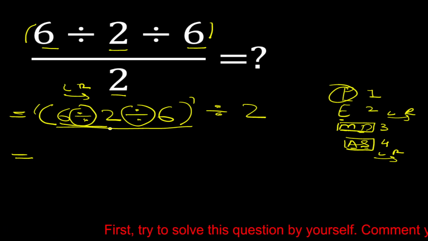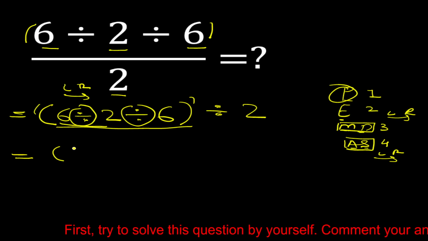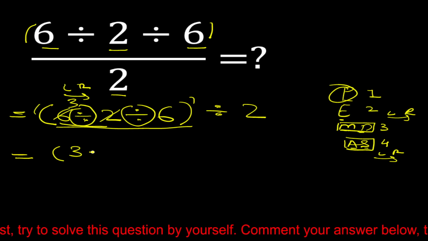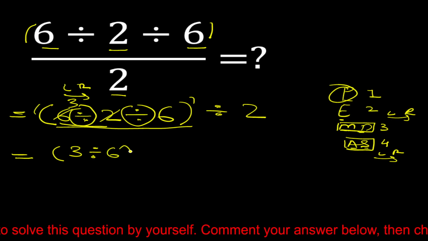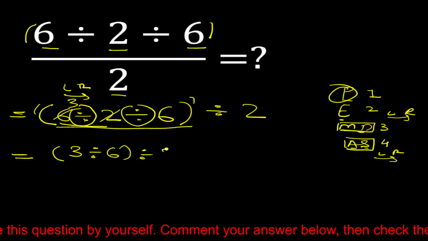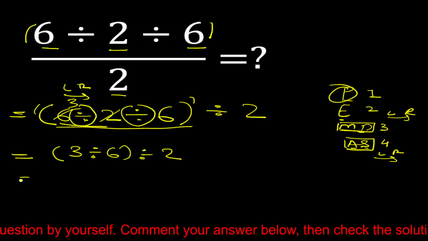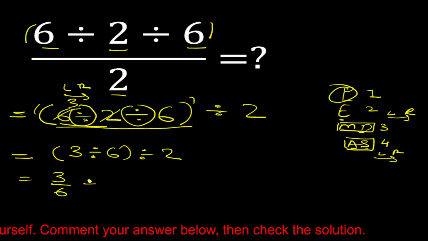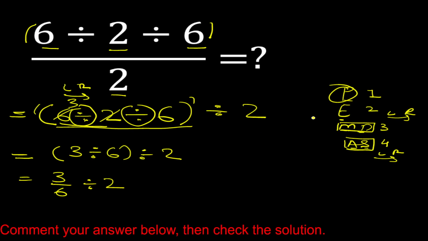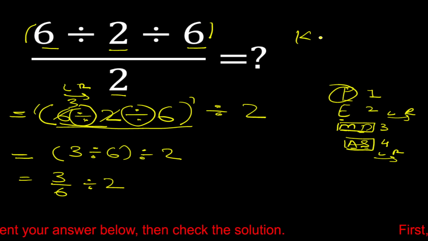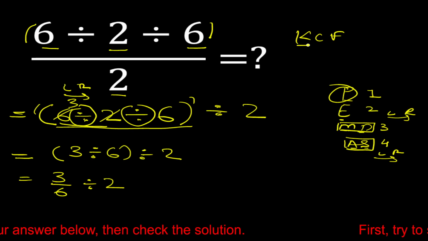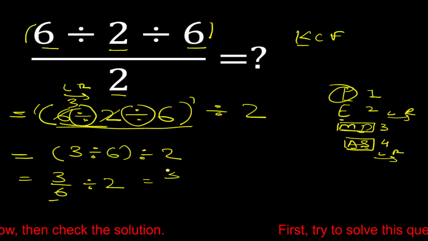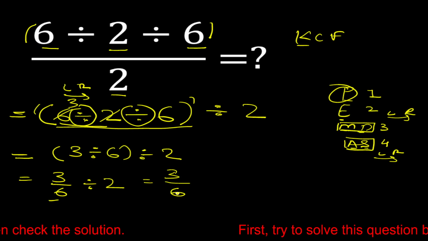So 6 divide 2 is equal to 3. So 3 divided by 6 divide 2. Okay, now 3 divide 6 can be written as 3 by 6 divide 2. Okay, now according to KCF rule, K means keep this fraction as it is same, is equal to write this fraction as it is same, 3 by 6.